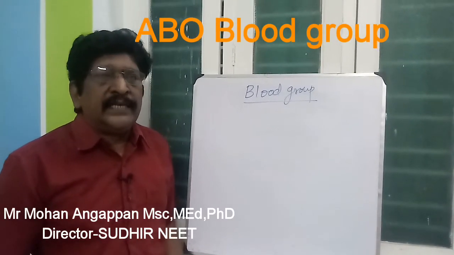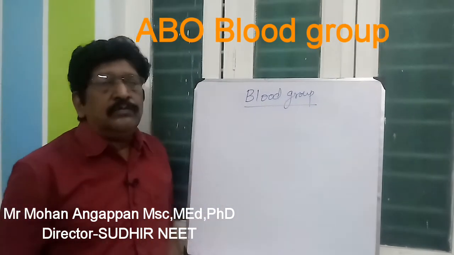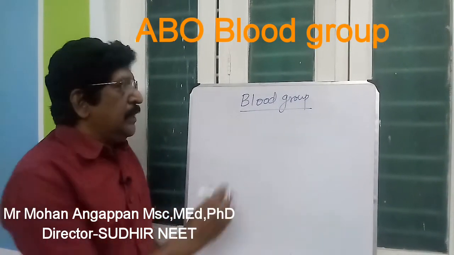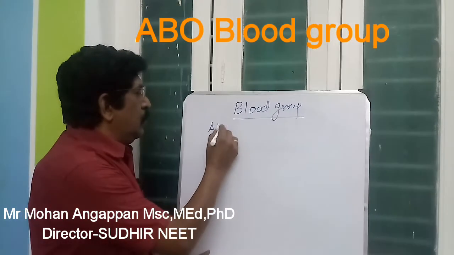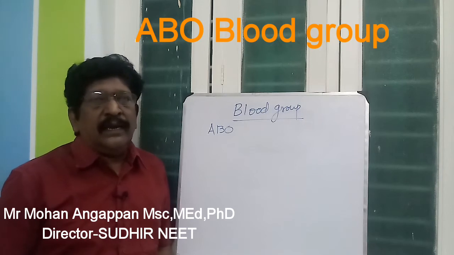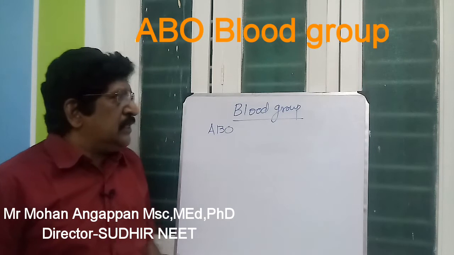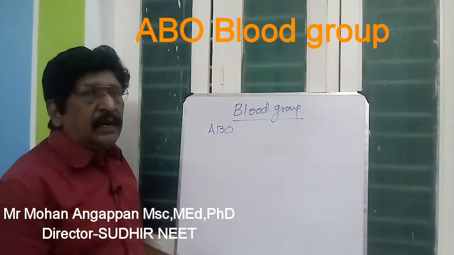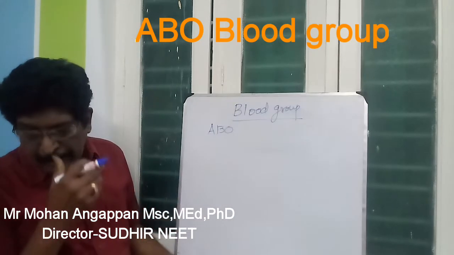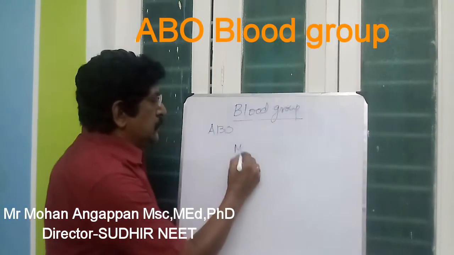Today, let us take up the topic on blood group. It's called ABO blood group, found out by Landsteiner. This blood group is an example for multiple alleles.